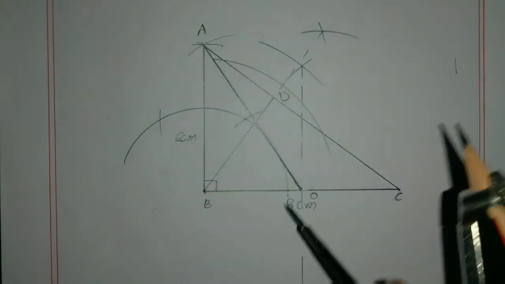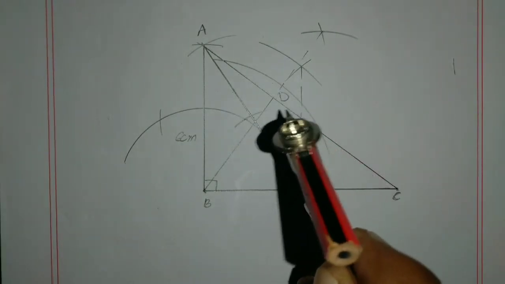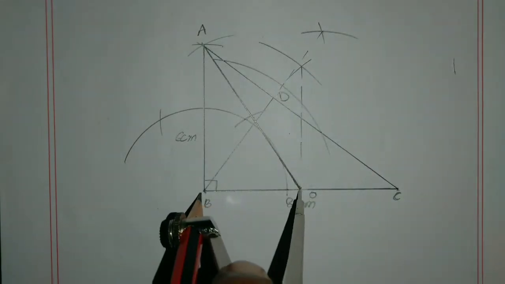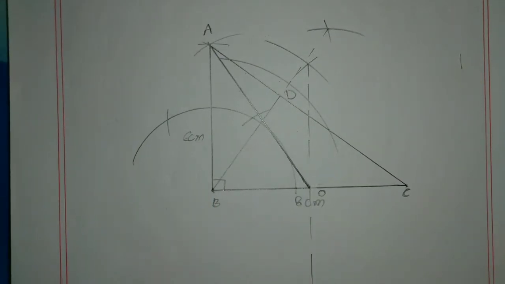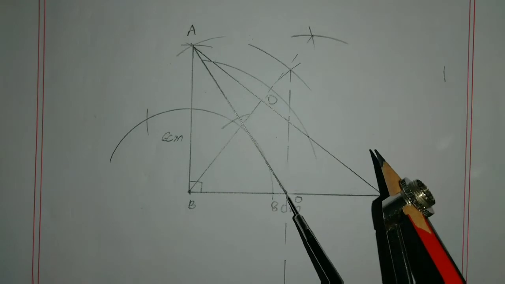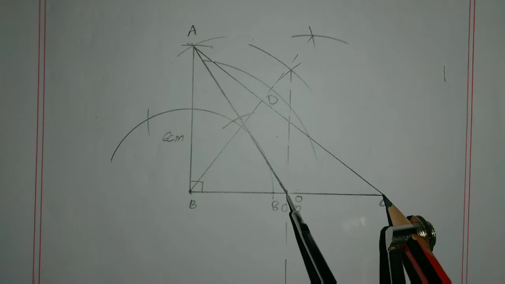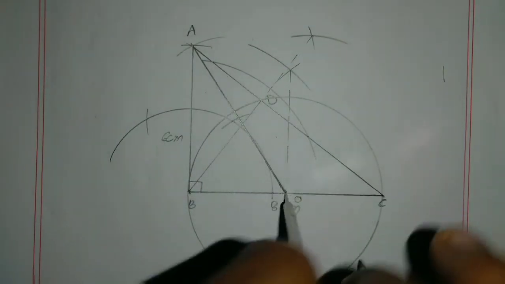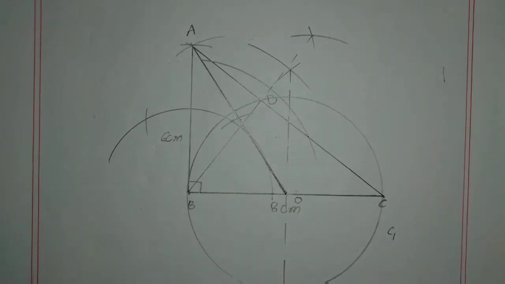So in question you can draw here one circle, that is through B, C, D. Taking O as center, you can take OB or OC as radius, and you can draw a circle. You can call this one as C1 circle, right?